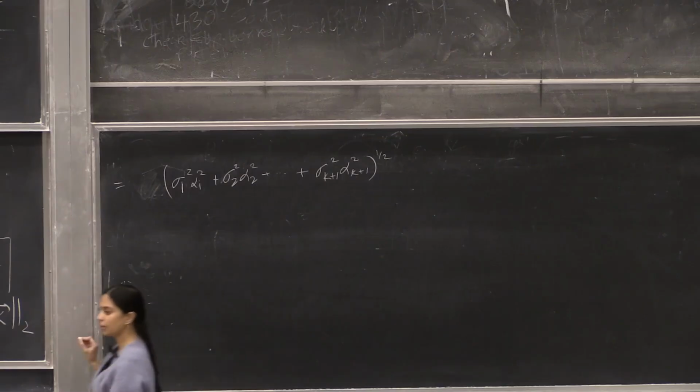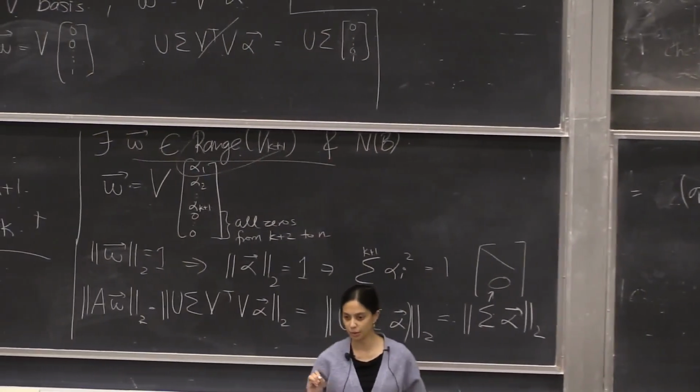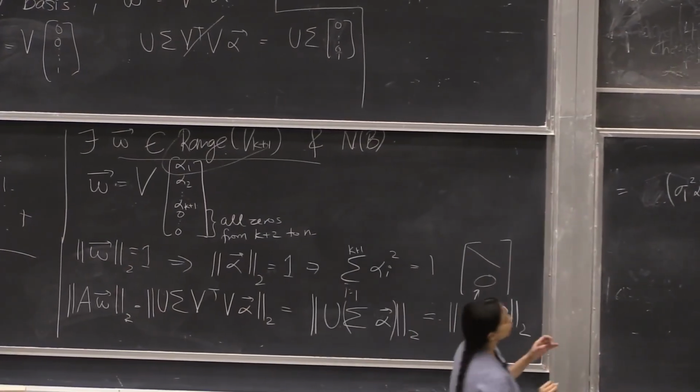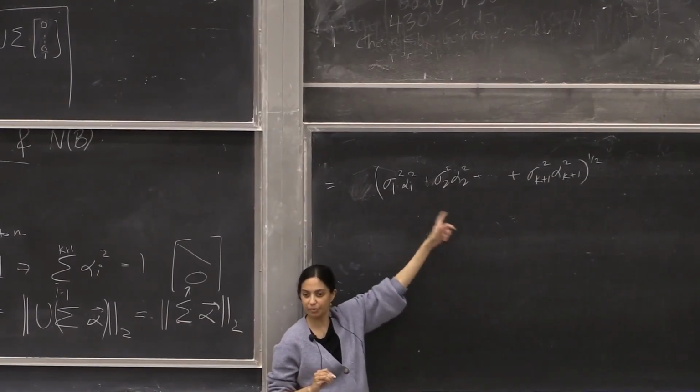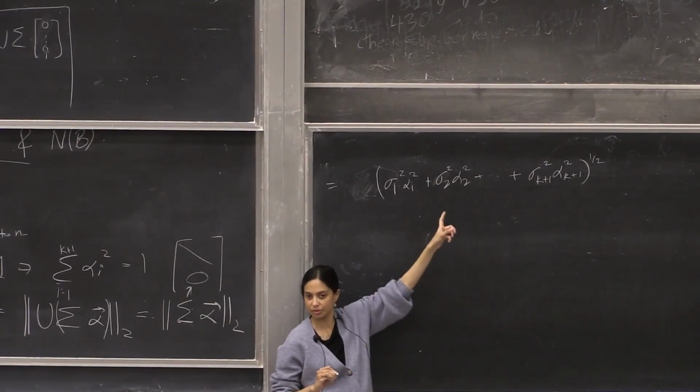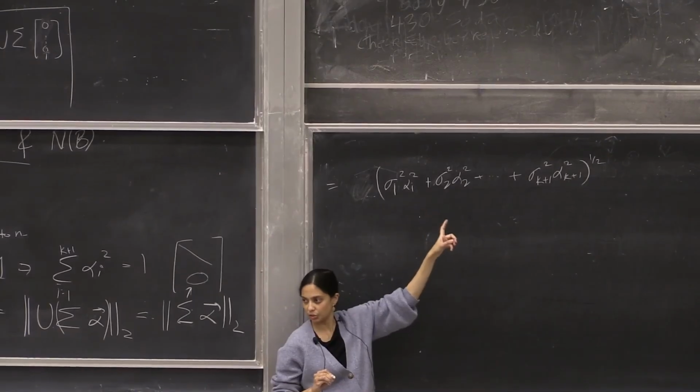Now, I want to prove that this is greater than or equal to what? Sigma k plus 1. Okay, good. So this is the same kind of thing we've seen before, right? We've done this kind of thing now multiple times. What's the trick that you do?